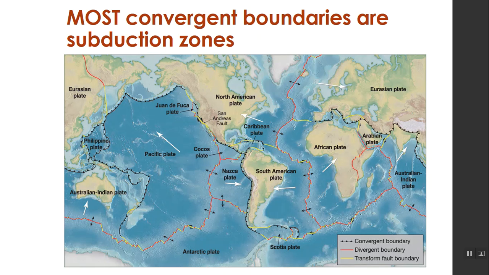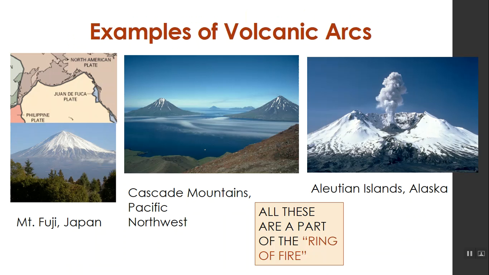And so most convergent boundaries are subduction zones. So the vast majority of them where you have two plates coming together, one is subducting under the other one. The case where you have two continental plates coming together and mountains rising up, like you do here in the Himalayas, is more of the exception. Most times you're having some type of subduction happening. And so we're going to come back in the next part of this chapter and talk about volcanoes and volcanic arcs that happen from this subduction.